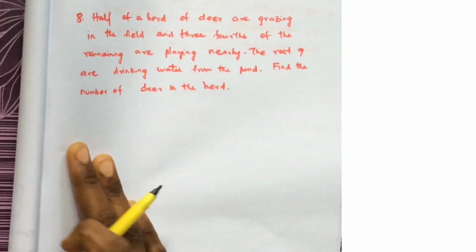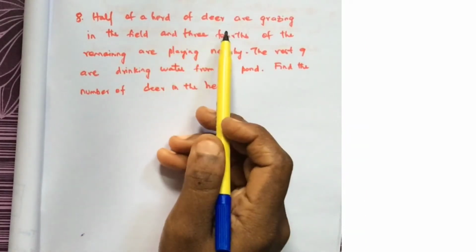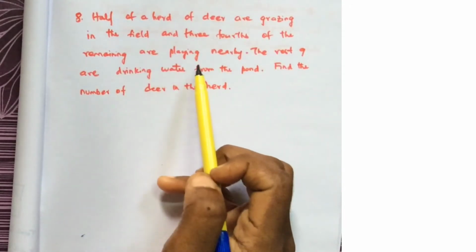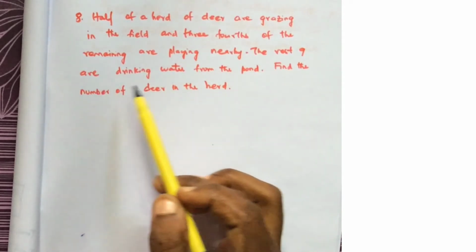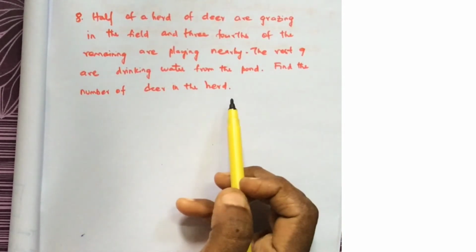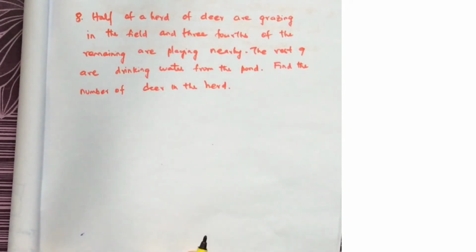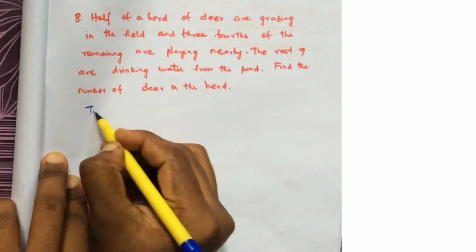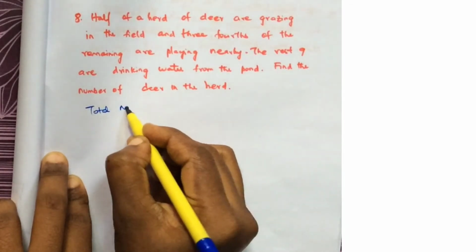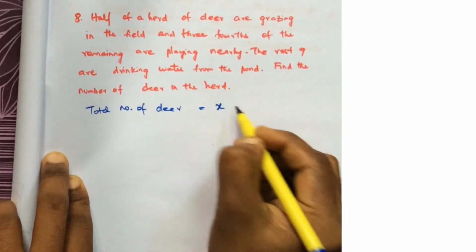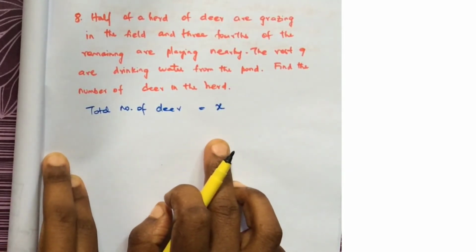The next problem is, half of a herd of deer are grazing in the field and 3/4 of the remaining are playing nearby. The rest, 9, are drinking water from the pond. Find the number of deer in the herd. So, let me take the total number of deer as x.